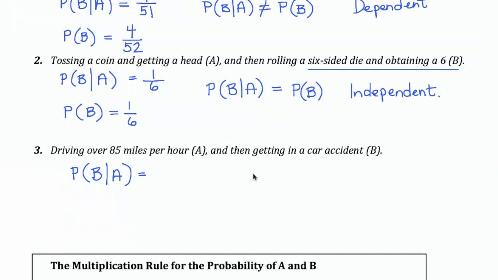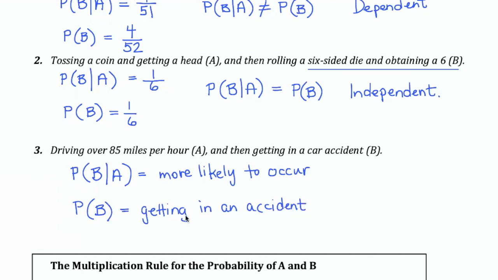And most likely, we would say that the probability of getting in a car accident, given that you were driving over 85 miles per hour, is more likely to occur than just your standard probability of getting in a car accident. So, because it's more likely to happen when your speed is higher, these would be dependent events.